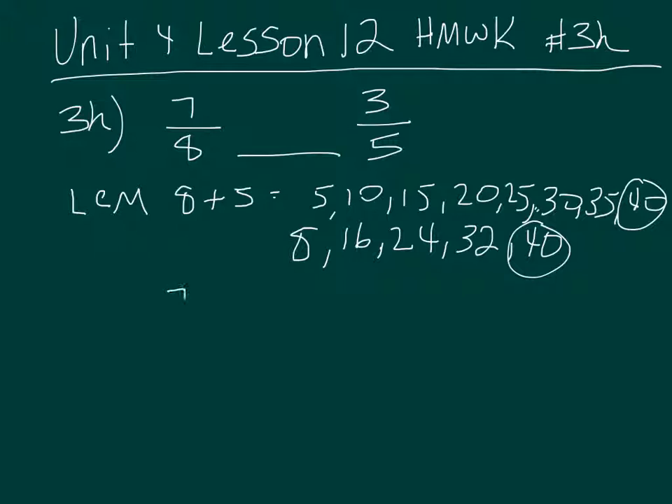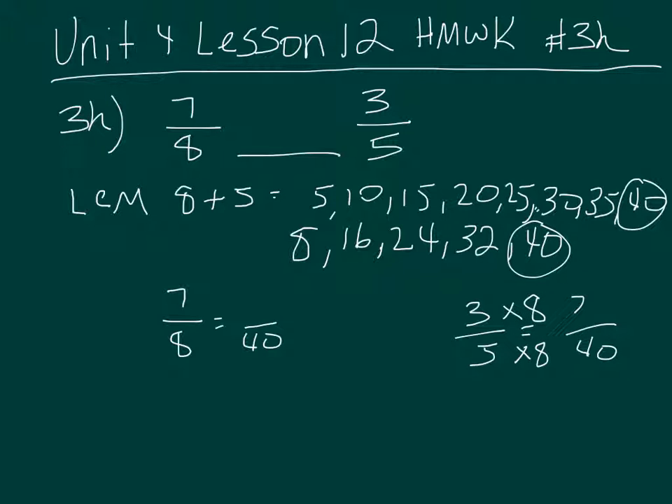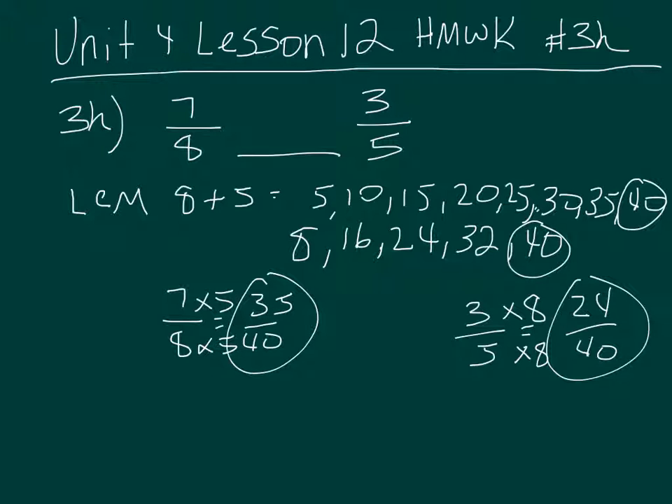So both fractions we set up as having a denominator of 40, and we do the top-bottom rule that we've been doing, making equivalent fractions. So this would be times 8, times 8, top and bottom. So this new fraction would be 24 over 40. And this would be times 5, times 5. And this new fraction would be 35 over 40.